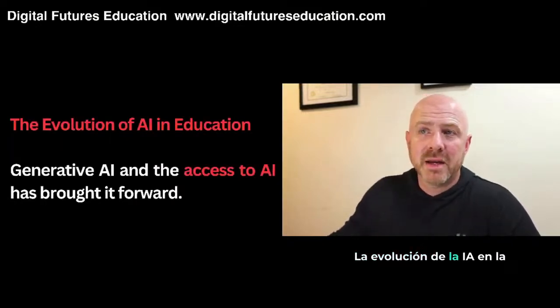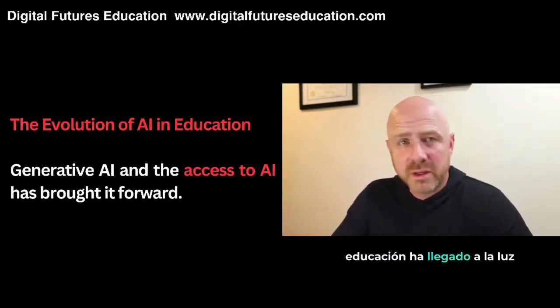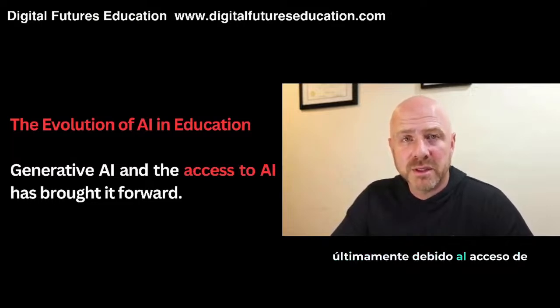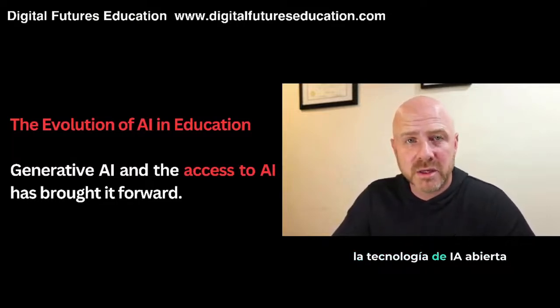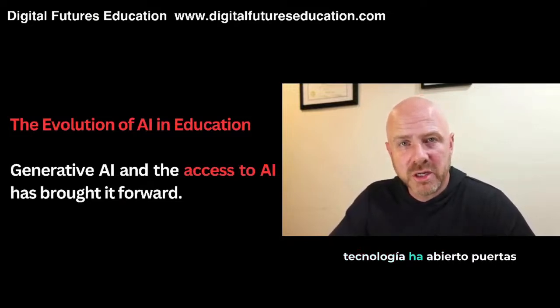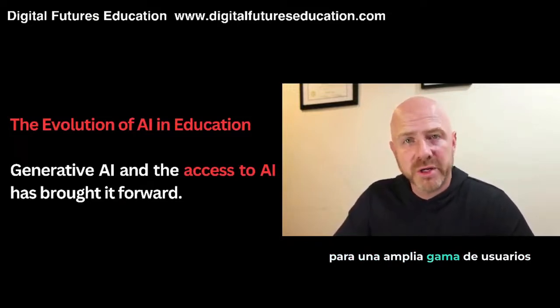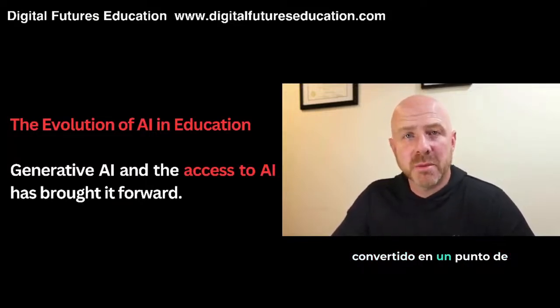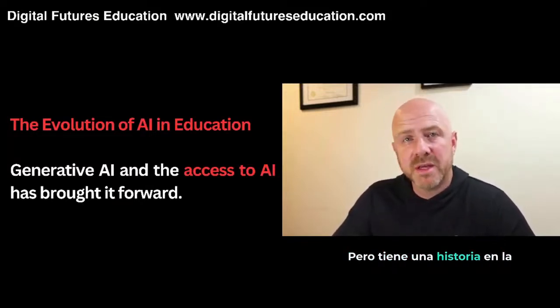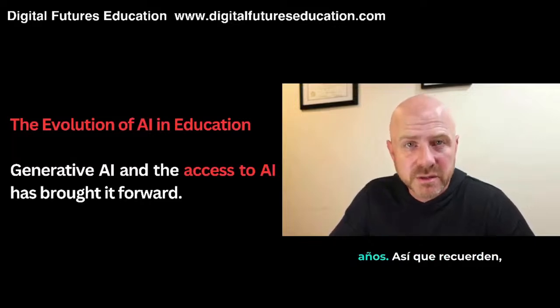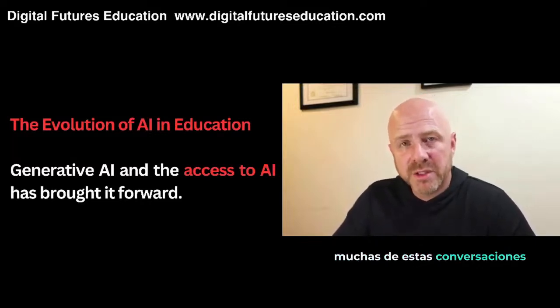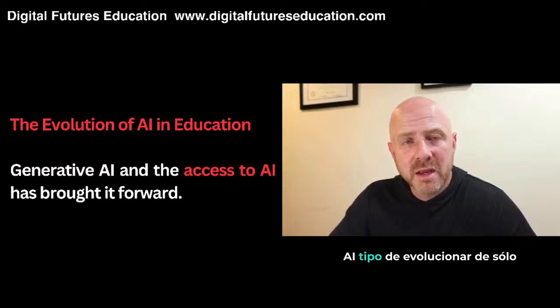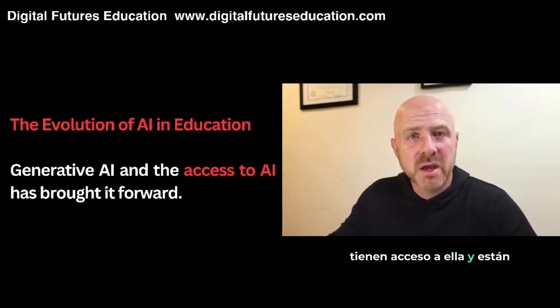The evolution of AI in education has really come to light lately because of the access to OpenAI technology such as ChatGPT, and the accessibility of this technology has opened up doors for a wide range of users really, really quickly. So that's why it's become a discussion point so quickly, but it does have a history in education in the past 60 years. So just remember, a lot of these conversations have evolved from the pure fact that more people have access to it and are starting to use it.